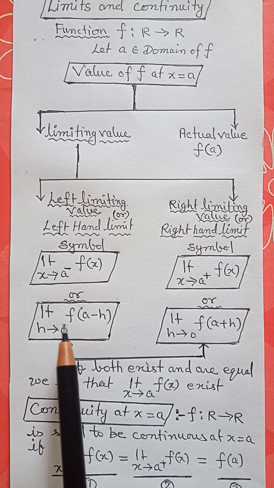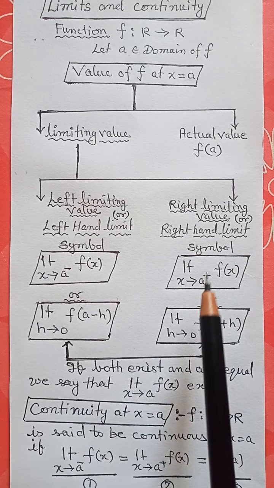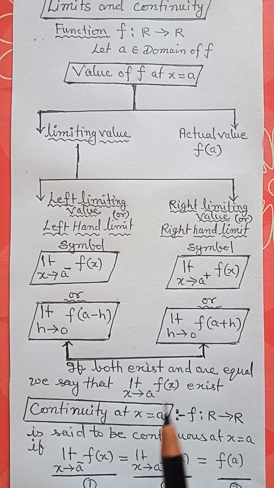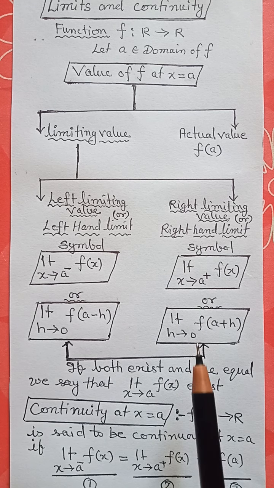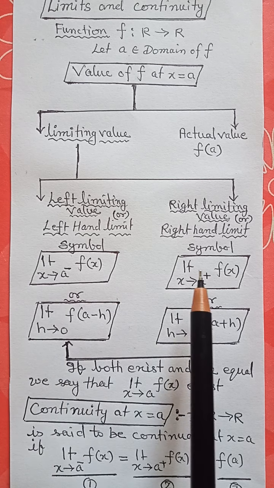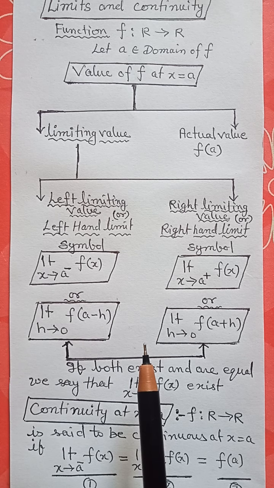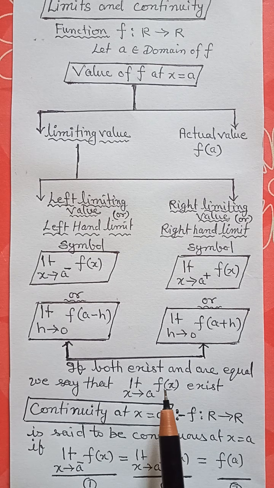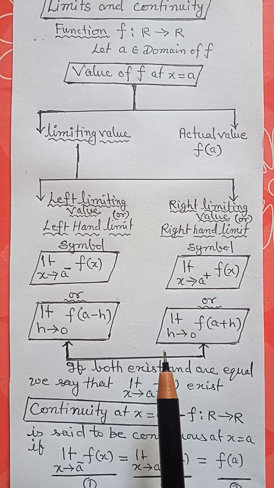Maybe this limit exists, that means the left hand limit exists, but the right hand limit does not exist. In this case, we cannot say that the limit exists. Sometimes the right hand limit exists, but the left hand limit does not exist. Sometimes both limits exist, but they are not equal. We say that the limit exists only when both of them exist and they are equal.